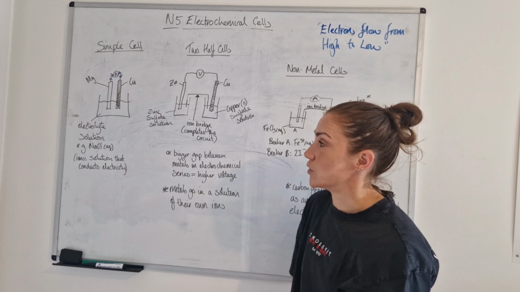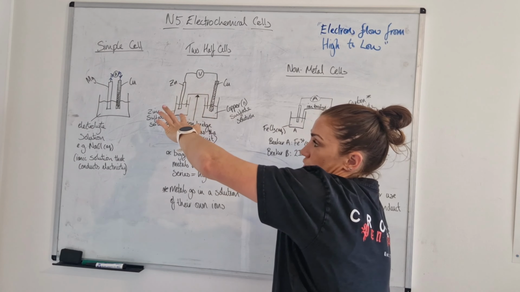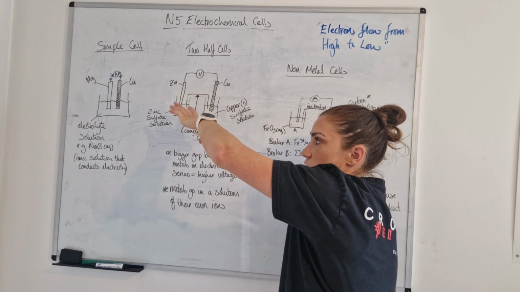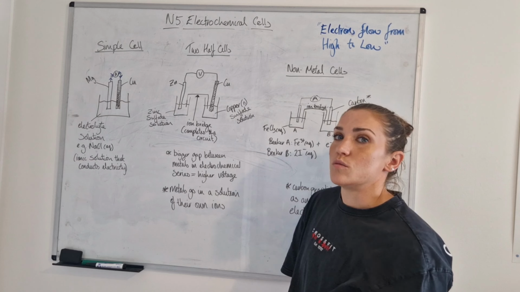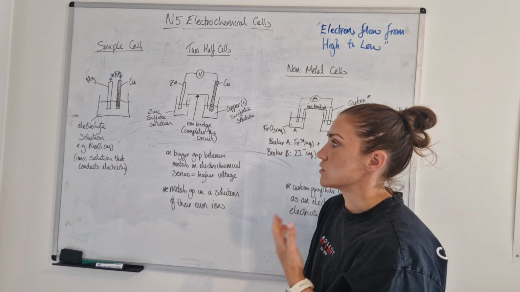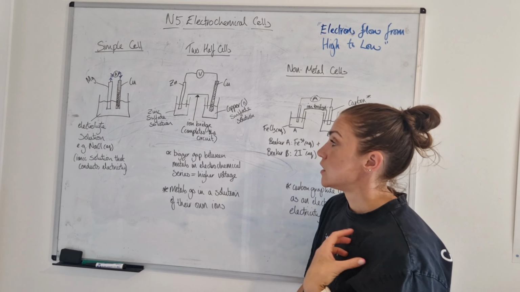You learned that when you did bonding and structure, hopefully. So the electrons don't cross over this ion bridge, it's just the ions that do, which is why we call it the ion bridge. Sometimes you can see it being called a salt bridge as well, but that's just again because the filter paper is soaked in a salt solution normally.